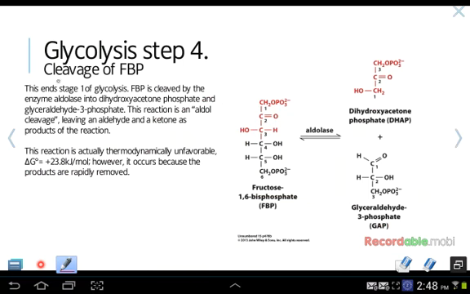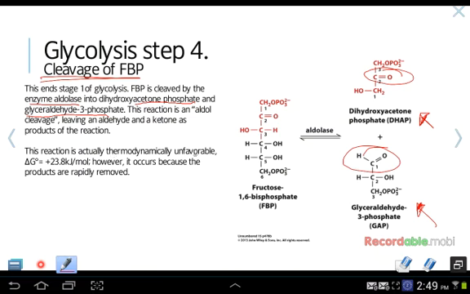Step 4. We have cleavage of FBP, or fructose bisphosphate, by the enzyme aldolase into dihydroxyacetone phosphate, which is right here, and glyceraldehyde 3-phosphate, which is right here. This reaction is an aldol cleavage, leaving us an aldehyde and a ketone as the products of the reaction.